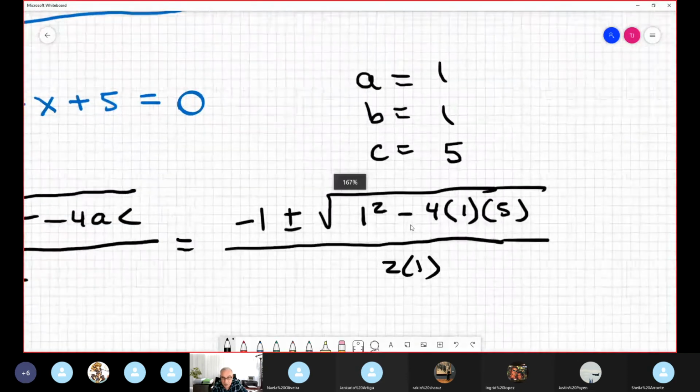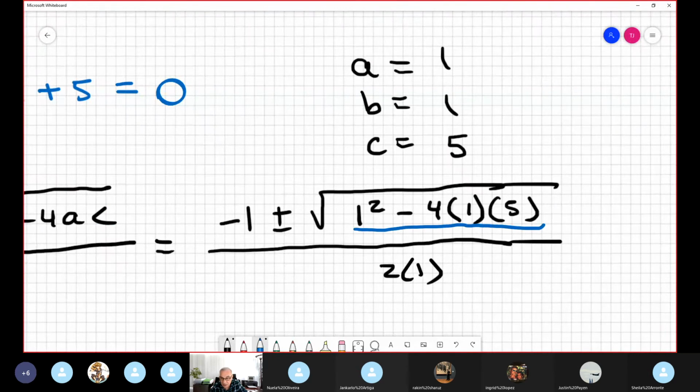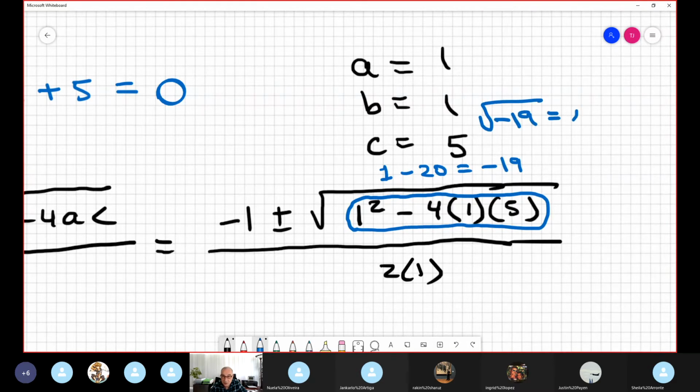Okay, I zoom in because I want to see the expression inside the radical, which is the discriminant. 1 squared is 1, and this is 20. The subtraction is negative 19. So when you take the square root of negative 19, you have I, because it's negative. 19 is a prime number, so we cannot break it down or simplify it more, and we leave it like that.